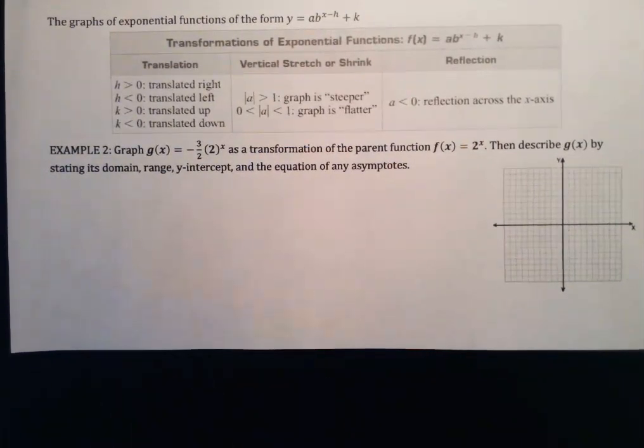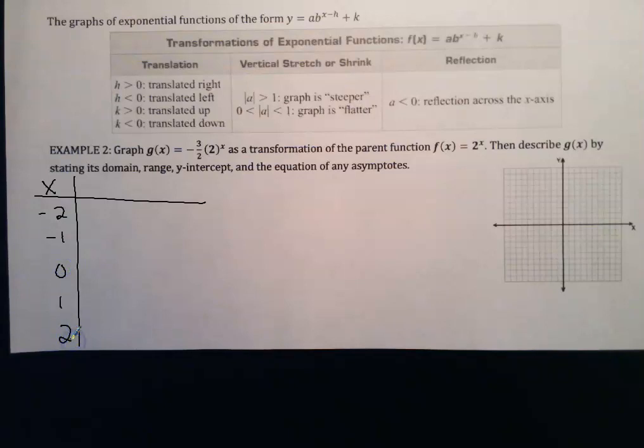So let's look at it with this example 2. It says graph g of x equals negative 3 halves times 2 to the power of x as a transformation of the parent function f of x equals 2 to the power of x. Then describe g of x by stating its domain, range, y-intercept, and the equation of any asymptotes. So there's a lot happening there. What's the first thing we need to do in order to graph these? A table. Good, we need to table it. So we'll do negative 2, negative 1, 0, 1, and 2.